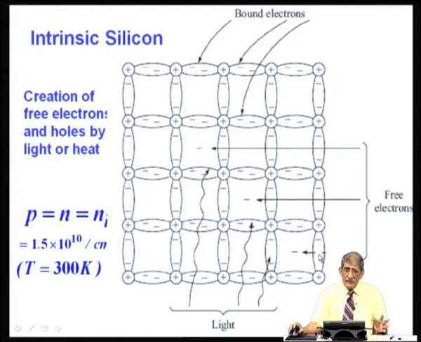So, as you keep the temperature on, electron-hole pairs will be created. Simultaneously, there will be a recombination rate also, where they will be killing each other. So, at steady state, the hole density is equal to the electron density. That is, the generation rate at which carriers are generated matches the recombination rate.